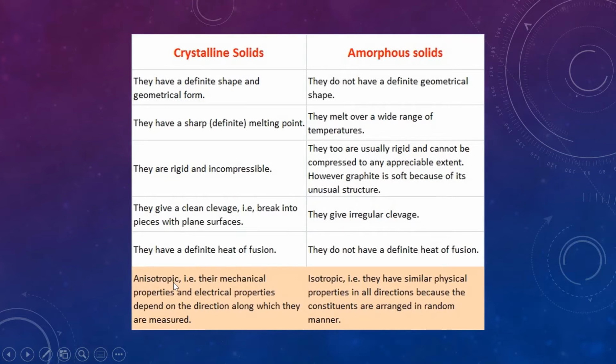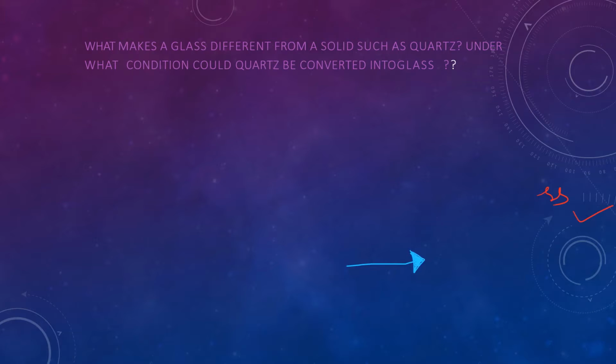Among that, the main and important difference is anisotropy. Crystalline solids are anisotropic. What is a crystalline solid? Atoms are arranged in a regular pattern. That means the arrangement is the same throughout the crystal, so in whichever direction we go, we will find a different property. This is called anisotropic. Whereas in amorphous solids, the atoms are arranged in a completely random manner. That's why wherever you go, you will find similar physical properties. I hope this point is clear.